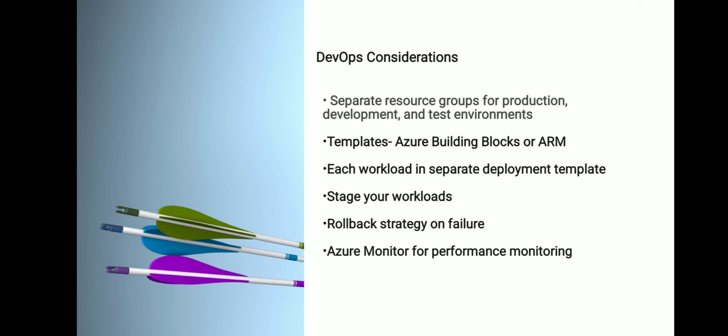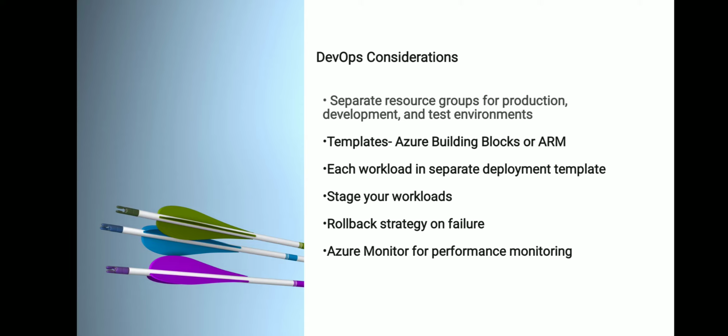So if you have to implement continuous integration and continuous delivery for your data pipeline, which is a similar case to what we just presented, you need to make sure that you create separate resource groups for production, development, and test environments, so that separate resource groups make it easier to manage deployments and manage the access rights as well.